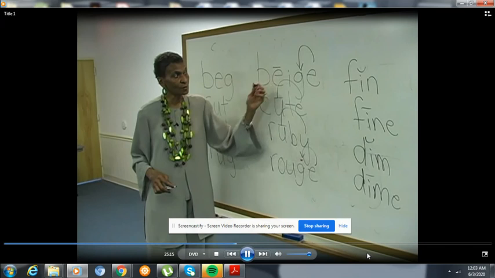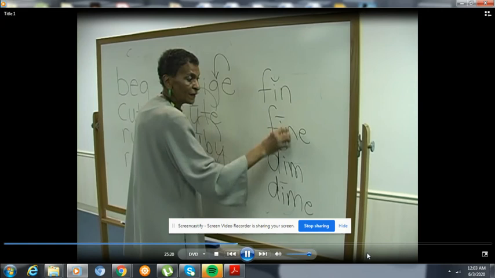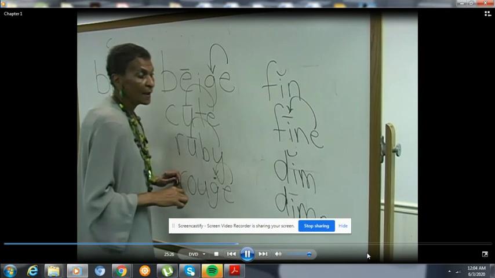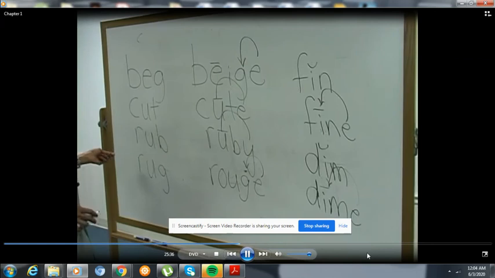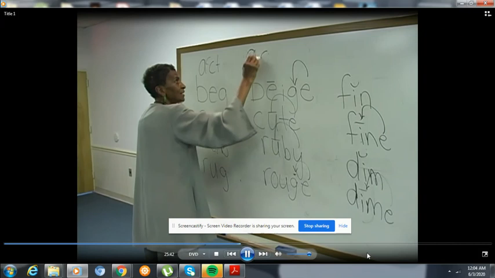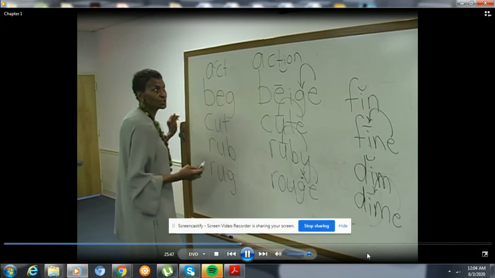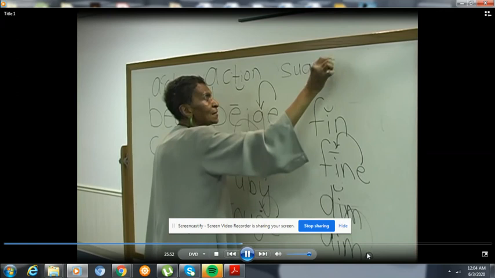Fan and Fine. The vowel signal E hits that vowel before it and makes it say its name. Dim and Dime. The vowel signal E hits that vowel before it and makes it say its name. Act and Action. The T-I in action now says shh, has the same sound as sugar, though it looks nothing like that.